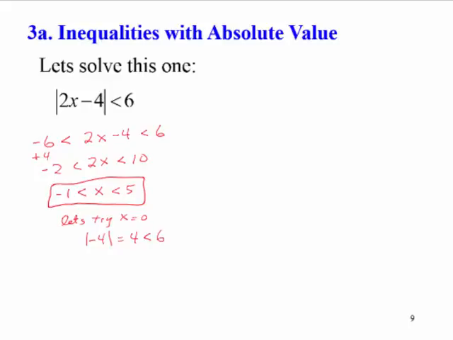Now, if we try x is equal to 7, it's not in this range, it shouldn't work. 2 times 7 is 14. 14 minus 4 is 10. The absolute value of 10 is 10, and that is not less than 6. Now, minus 1 isn't in there either, right?